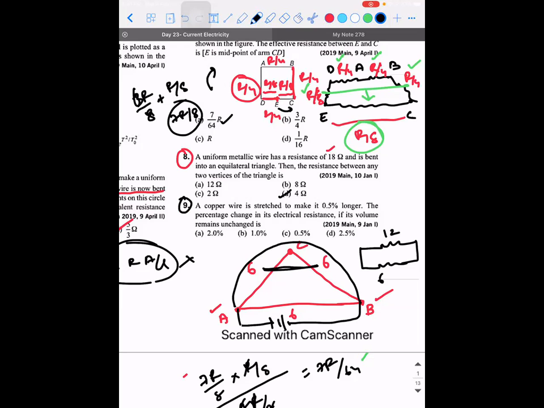Question 9. A copper wire is stretched to make it 0.5% longer. The percentage change in its electrical resistance if its volume remains unchanged is. So actually, even if they don't give that volume remains unchanged, we have to solve the problem using the decrease in area.